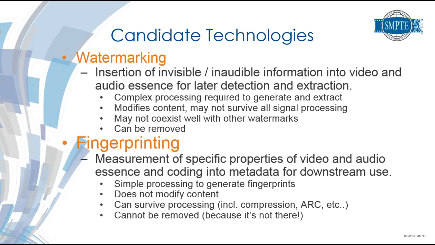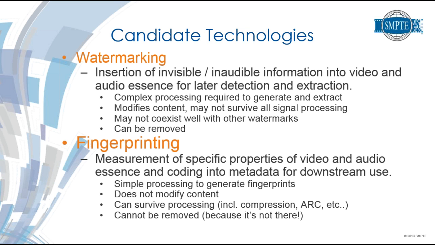It can survive processing, including compression, including ARC, and so on, because at any point in the path, we can take that video and audio and extract from it those same observable cues we were using at the head, and we can again make that metadata. So it can survive the processing by virtue of not being there in the first place. As long as the picture and sound is there, and as long as we pick the right cues, we can extract them from the picture and sound at any time and generate fingerprints. And we can't remove it.